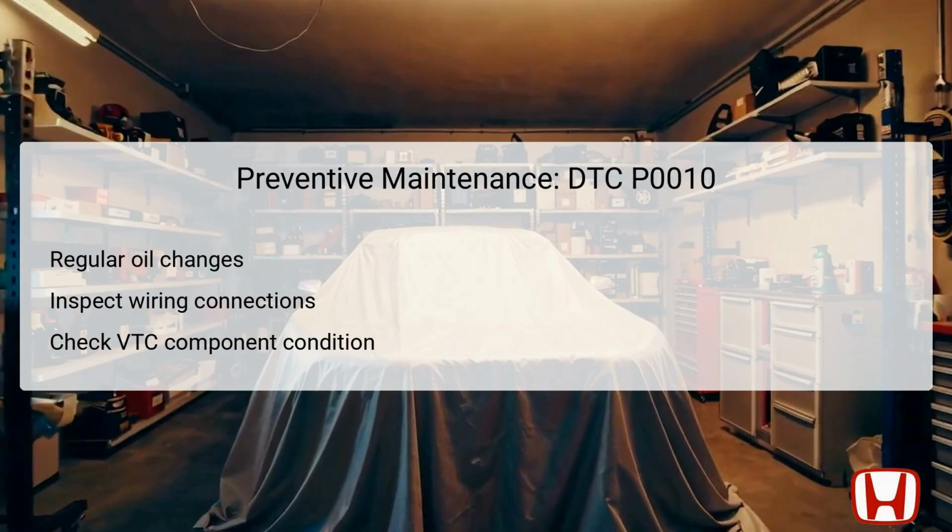Additionally, routinely inspecting wiring connections related to the VTC oil control solenoid can prevent issues caused by corrosion, fraying, or disconnections. Evaluating the overall condition of the VTC components, including the solenoid itself, can help identify early signs of wear or malfunction, allowing for timely reparative actions. Taking these preventive steps can prolong the lifespan of your engine components and enhance driving performance.